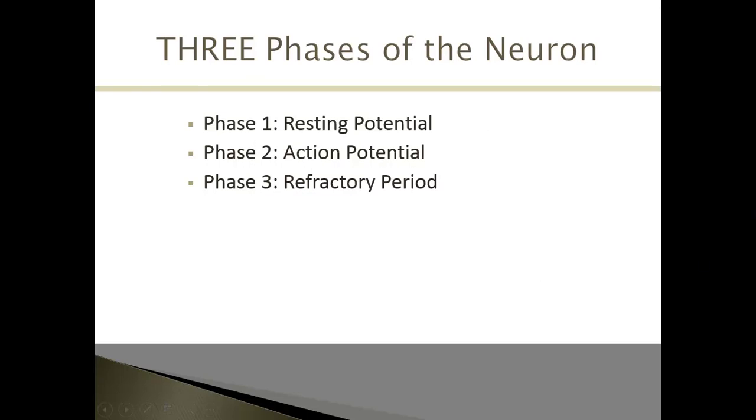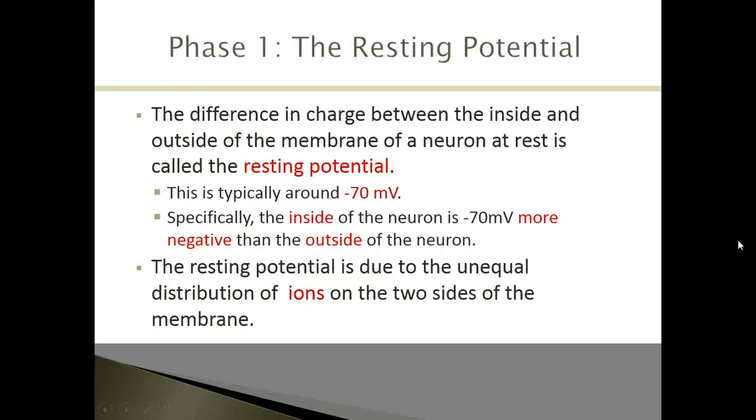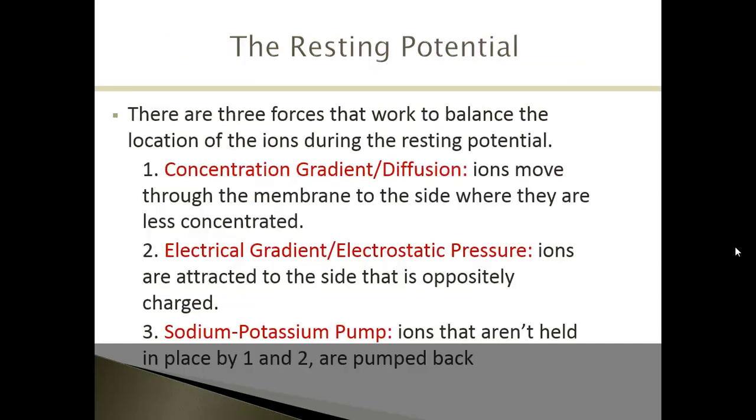So there are three phases of a neuron, and the first phase is the resting potential. And it's what I described in the video before this. When a neuron is in the resting potential, there's more sodium and chloride outside, more potassium inside, and the inside charge is minus 70 millivolts, more negative in comparison to the outside.